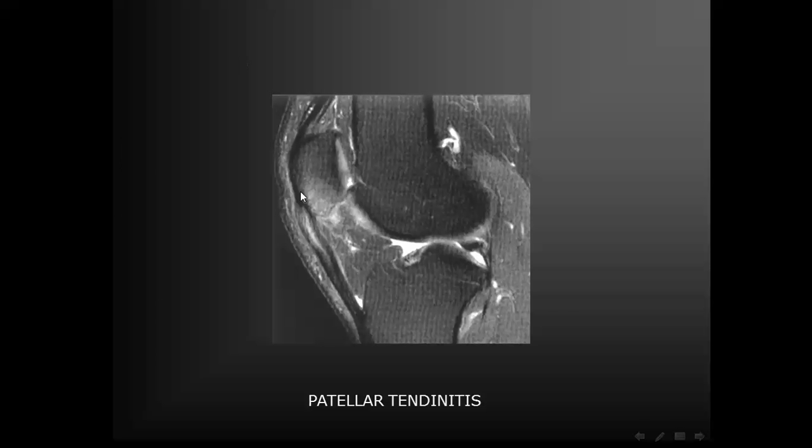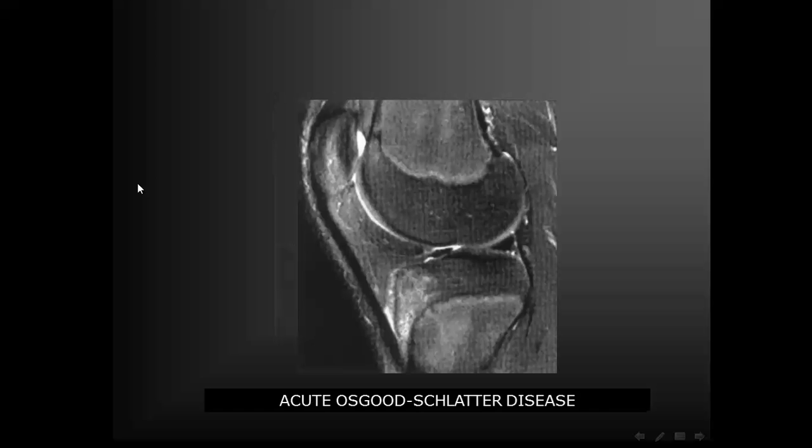Here we can see the abnormal T2 hyperintensity of the infrapatellar tendon with the bone contusion of the inferior margin of the patella. This is patellar tendinitis. And here we find bone edema of the anterior tibial tuberosity, and this is the Osgood-Schlatter disease in acute stage.